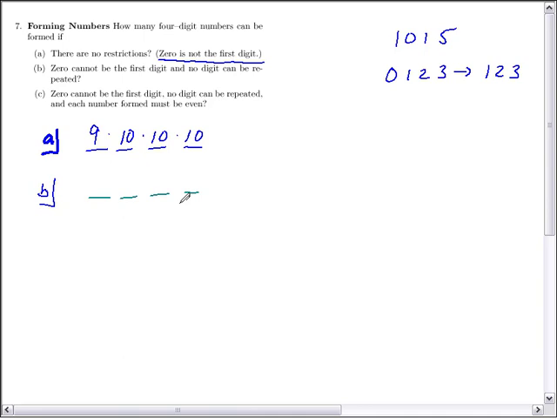Part B, 0 cannot be the first digit, and no digit can be repeated. So 0 is not the first digit. There are 9 other digits. Now, 0 can be used for the last 3 spots, but whatever I use for the first spot, I can't use it again. So there are still 9 digits available, and then 8, and then 7.